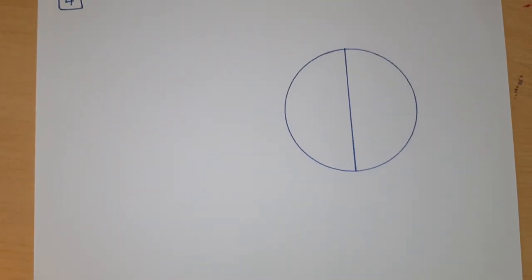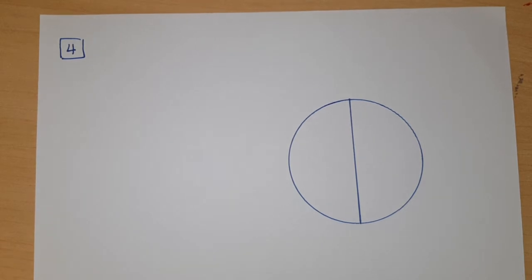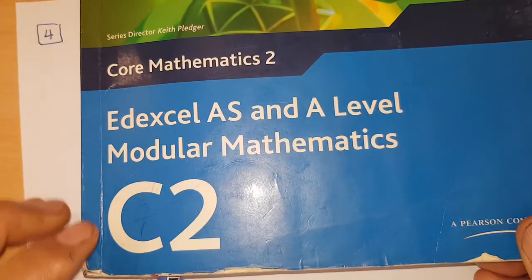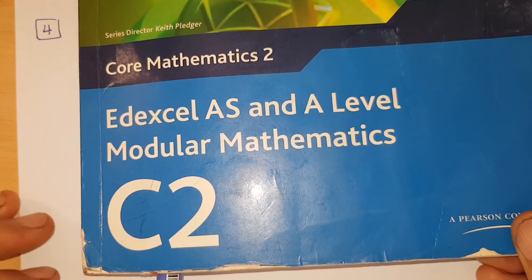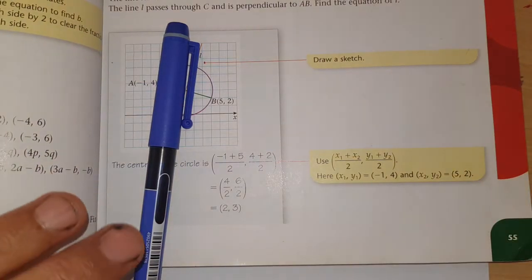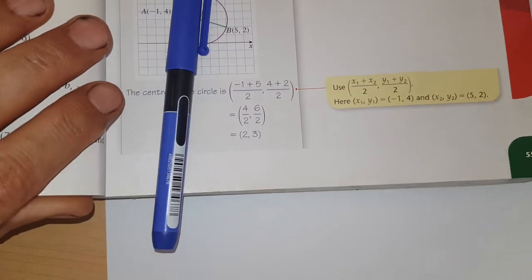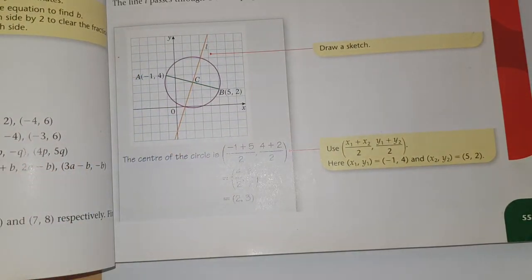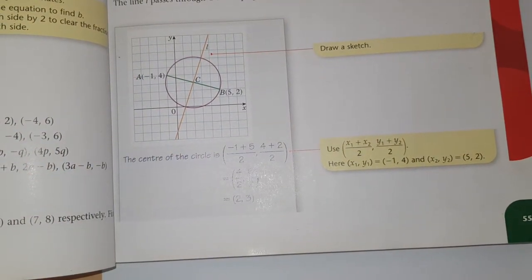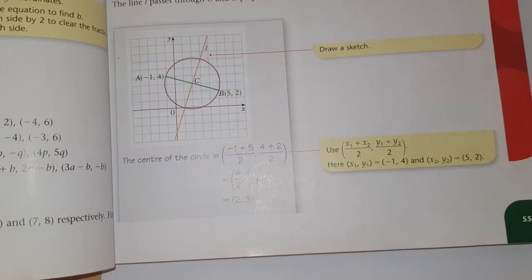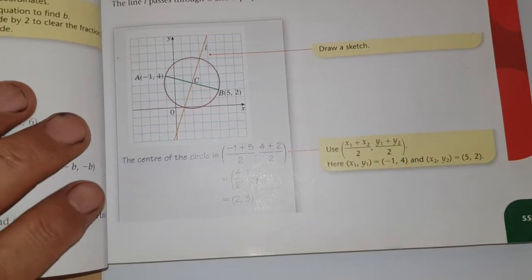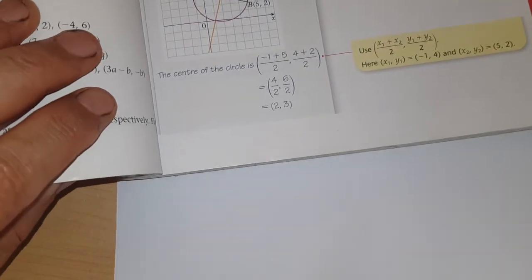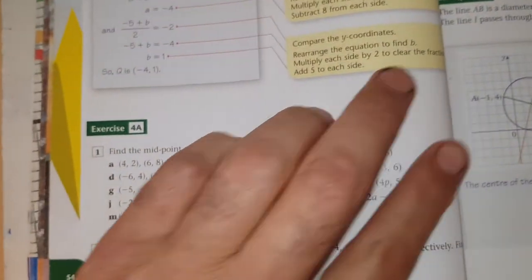I'm going to continue with you to solve some questions in the exercise. This is the book I'm talking about, Core Mathematics, Edexcel AS and A Level, C2. If you go directly to our lesson now, before doing this one, I already did number 1E. I will continue now with you with number 2. Okay. Look at number 2 now.